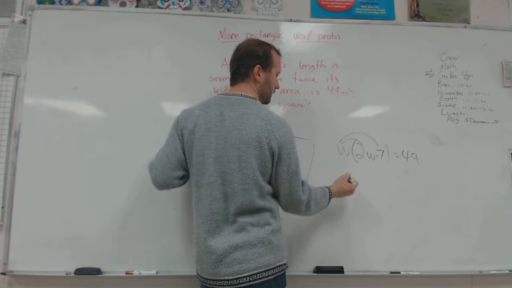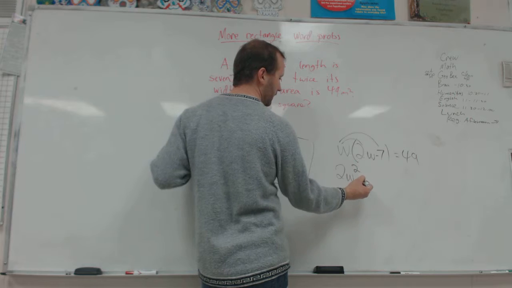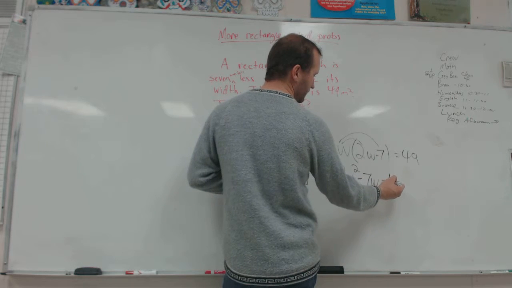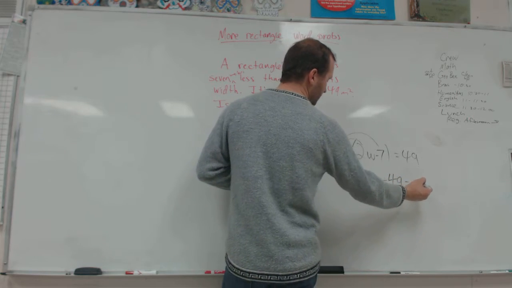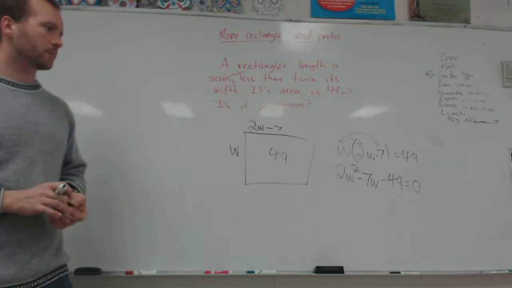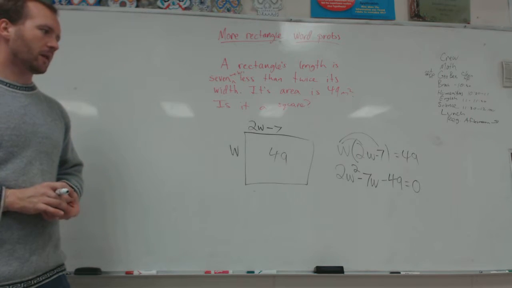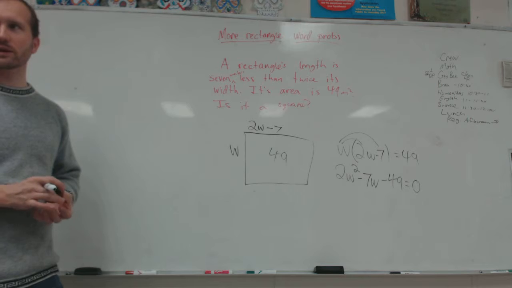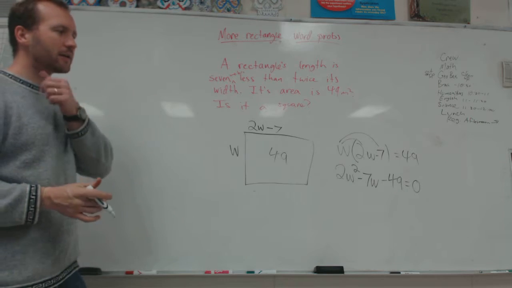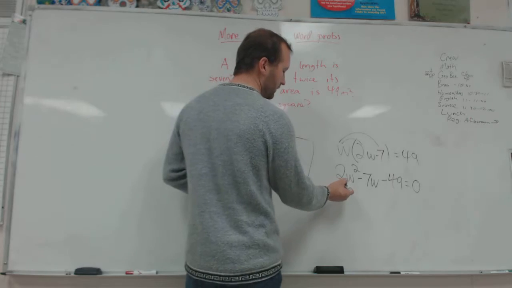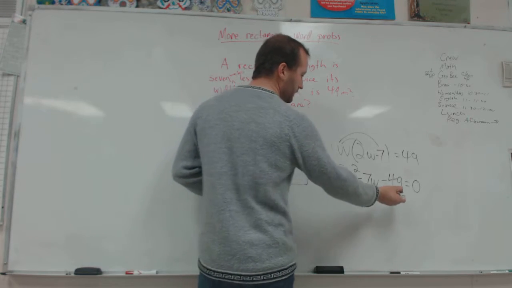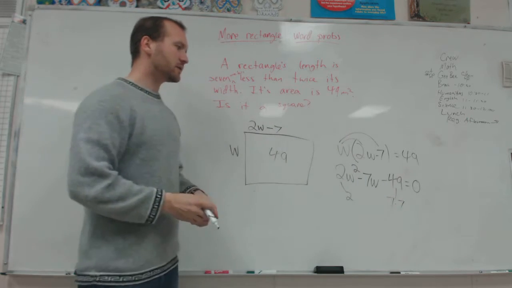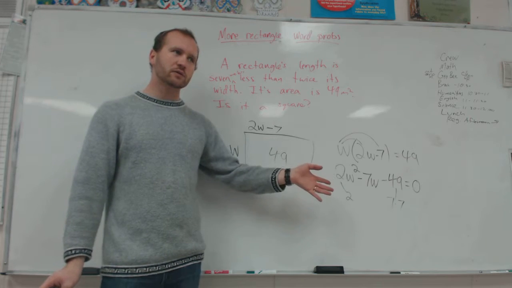Distributing this, 2w squared minus 7w, and I'm just going to go ahead and do this right now, minus 49 equals 0. Okay, now we have to factor this. And it looks hard because 2 times 49 is a really big number. But if you think about it in terms of the factors, this only has one factor, 2. And this only has 2 factors, but they're actually the same thing, 7 and 7. So there's only one other arrangement of those 3 numbers.